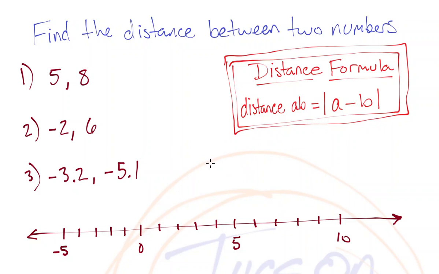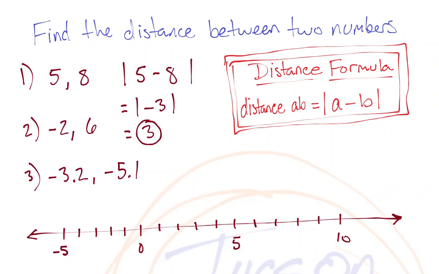So let's see, the 5 and 8. The distance formula just says that if you take the absolute value of the difference between the two numbers, so we can do 5 minus 8. It's that simple. Well, what is 5 minus 8? Well, 5 minus 8 is negative 3, but it's the absolute value. So that's the absolute value of negative 3. It's 3, and that's the answer. Piece of cake.